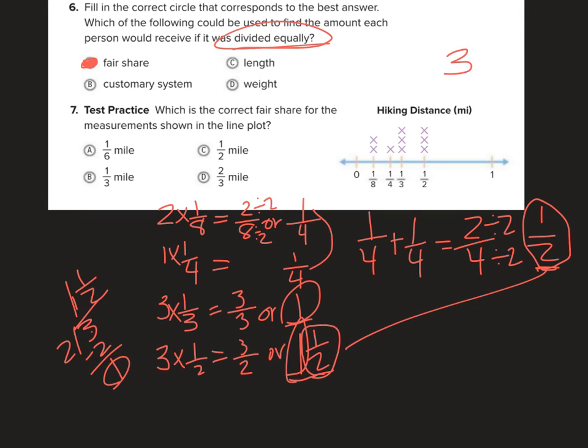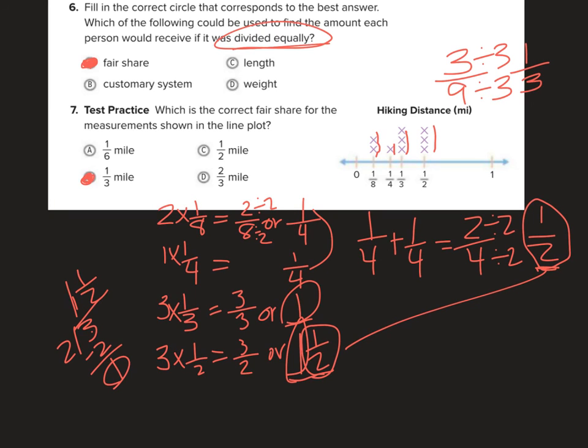Now I have to divide it by how many X's are here? 1, 2, 3, 4, 5, 6, 7, 8, 9. 3 divided by 9. Now I need to simplify. Divide by 3, divide by 3. I would get 1/3 of a mile. Boom.